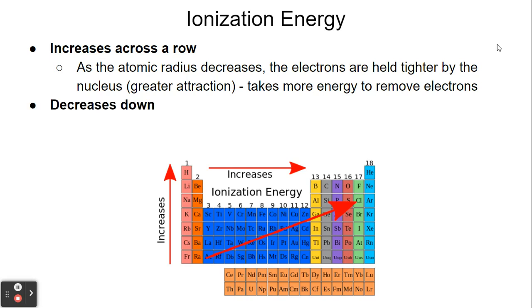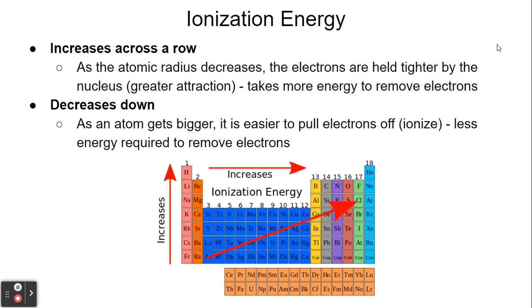The ionization energy is going to decrease as we go down a group or a family. The reason for this is because the atomic radius is increasing. As that atom gets bigger, it's easier to pull off those electrons or to ionize that atom, because the electrons are farther away from the nucleus. That force of attraction to the nucleus is smaller than if it was closer, so less energy is going to be required to remove those electrons.